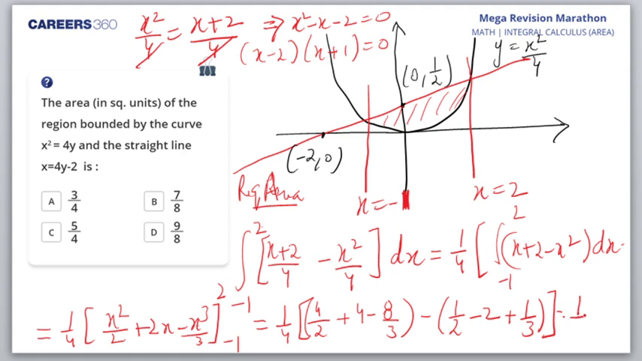So 1 by 4 is outside. If I solve it, we can solve it easily. So we get 27 by 6. So what do we get? 3 to the 6, 3 9s are 27. So 9 by 8 square units. Okay, 9 by 8 square units. Is it okay, students? D part. Yes.